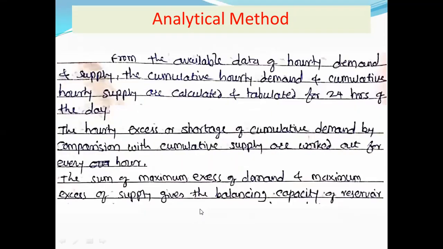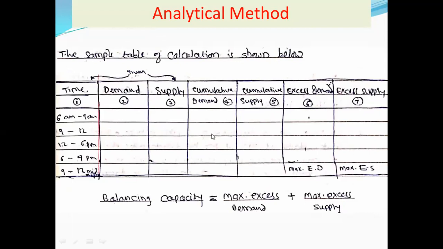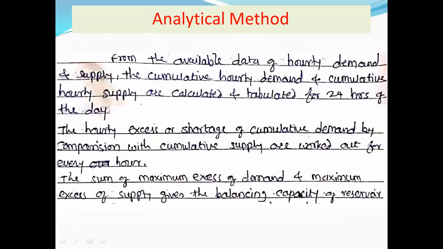Okay, the method we saw above is the graphical method, and along with it there is the analytical method. It is the same method, but it is analytical. Here you can see the same formula is there: maximum excess demand and maximum excess supply. Now let us see it from the available data of the hourly demand and supply.